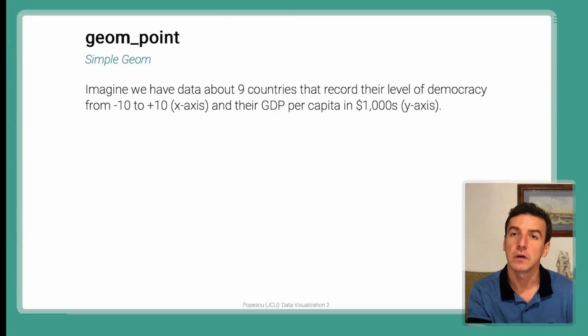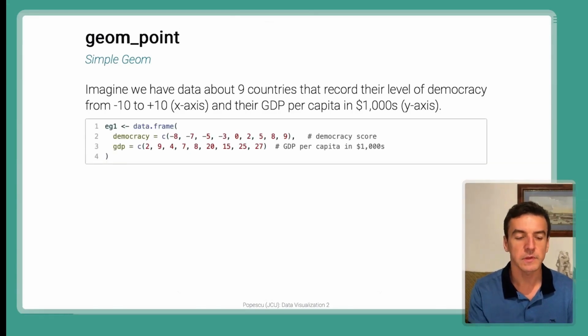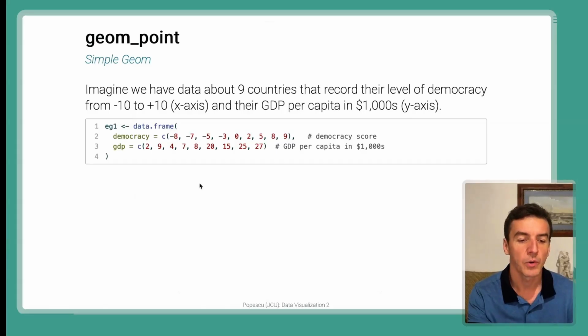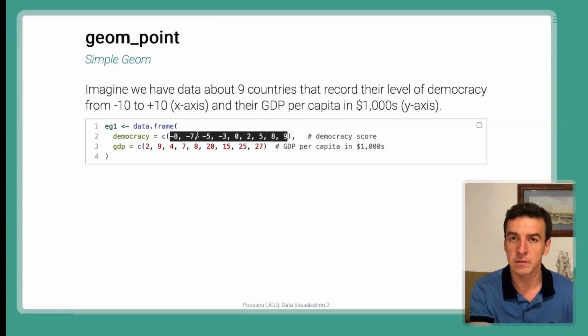So let us look at some specific examples. This is one situation where we use points. So imagine that we have 9 countries that have their level of democracy from -10 to 10, and their GDP per capita measured in thousands of dollars. This is once again what our data looks like. We have 2 columns, democracy and GDP. And once again, democracy ranges from -10 all the way to +10, where -10 means less democratic and 10 means highly democratic.